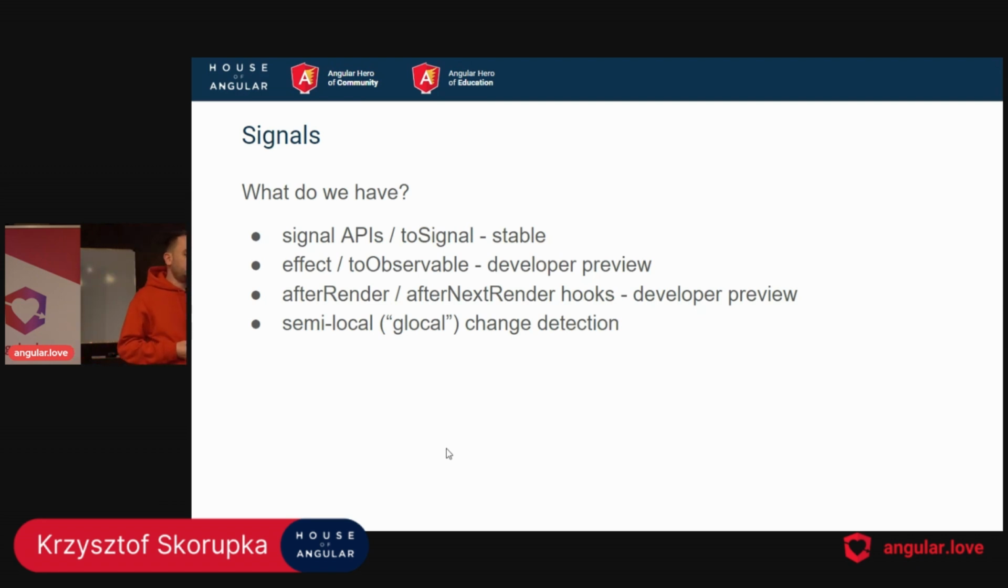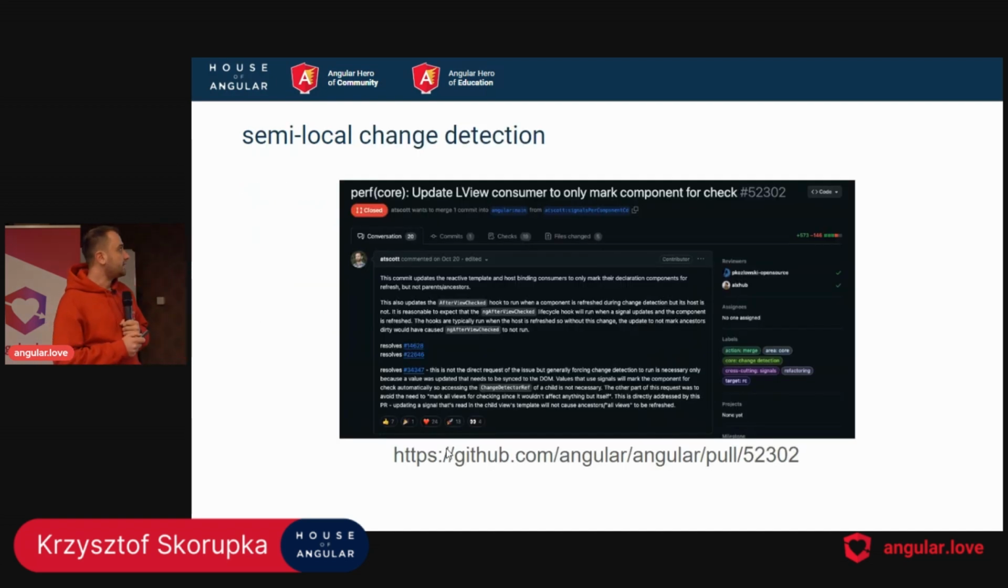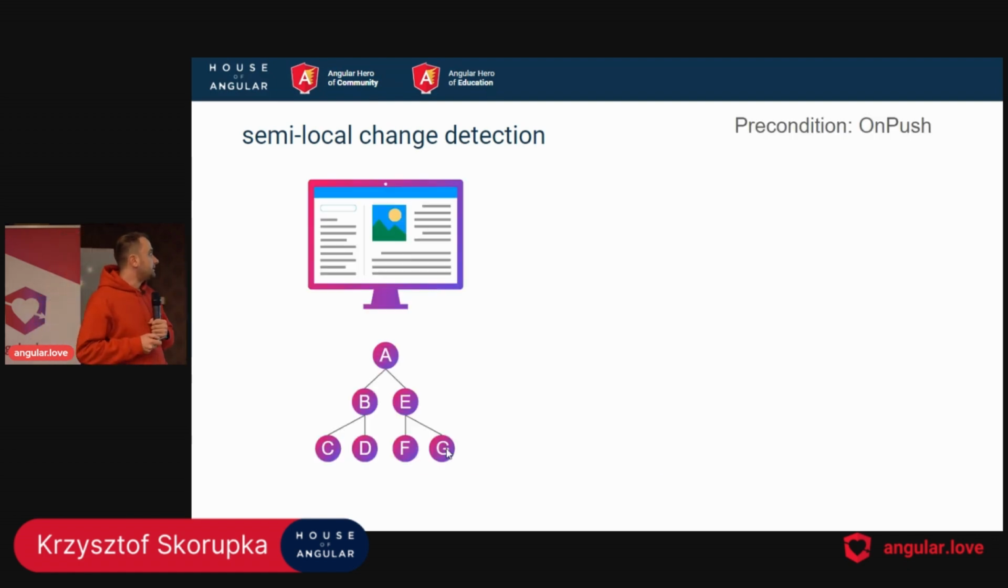And yeah, the most interesting thing I would say in signals is semi-local or glocal, like global-local, change detection. Let's look at this one for a sec. So it all started with this pull request, and basically, maybe it's not really visible, but what it tells us is that if you use OnPush components together with signals in the templates, then you can have local change detection that will be run only for this specific component. So sounds promising, right? Let's get into this.